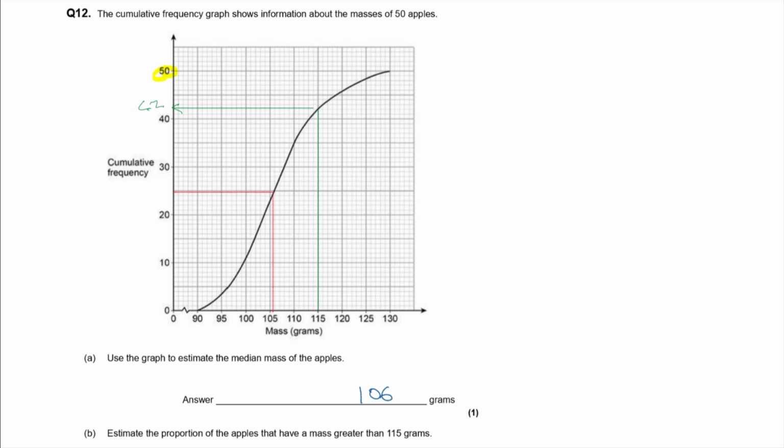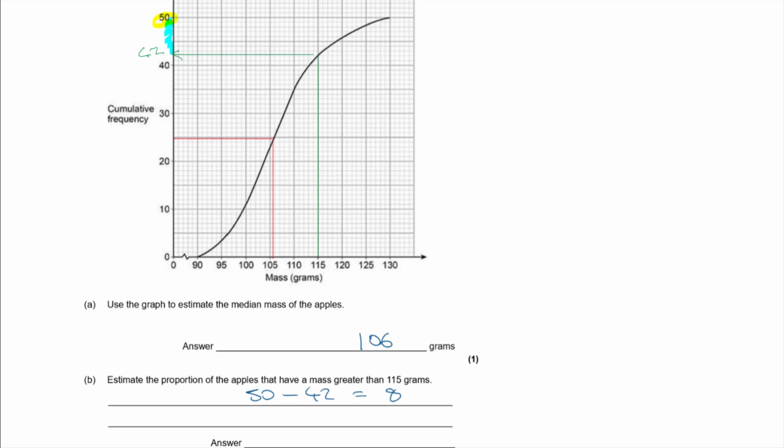So estimate the proportion with a mass greater than 115. Now that 42 is telling me that 42 apples have a mass of 115 or less. So again, what we want to do here is work out that bit there then. If 42 have got 115 or less, then 50 minus 42, or 8 apples, have 115 or more. So it's going to be 50 minus 42, 8 apples are going to have a mass of 115 or greater.